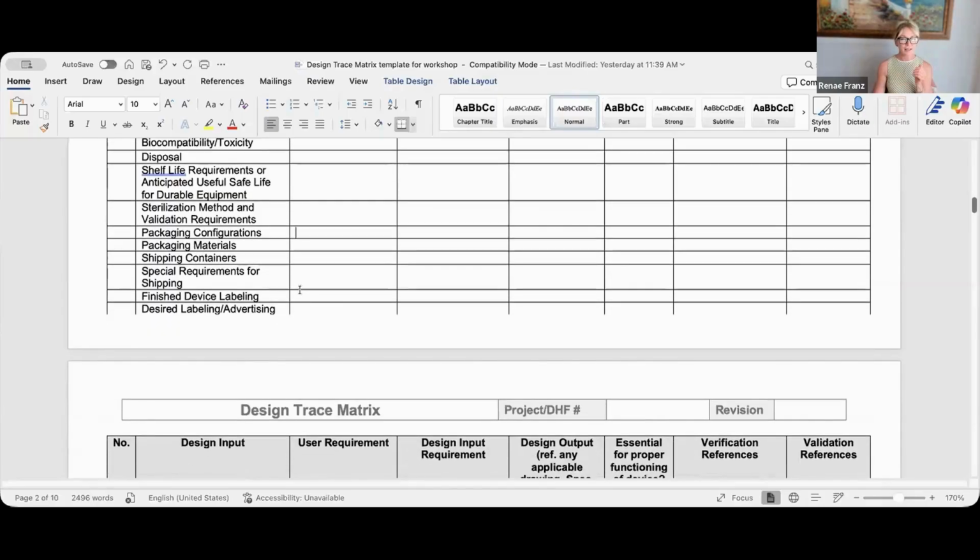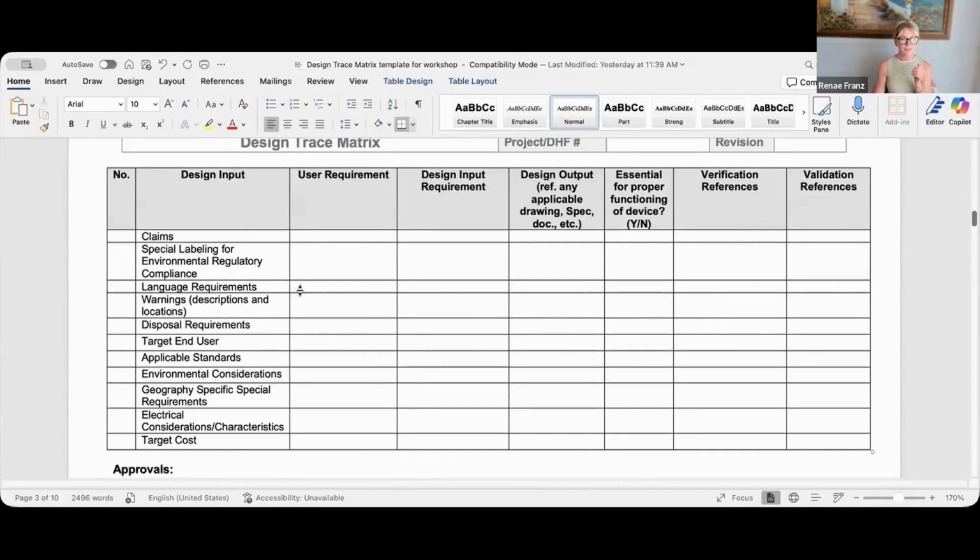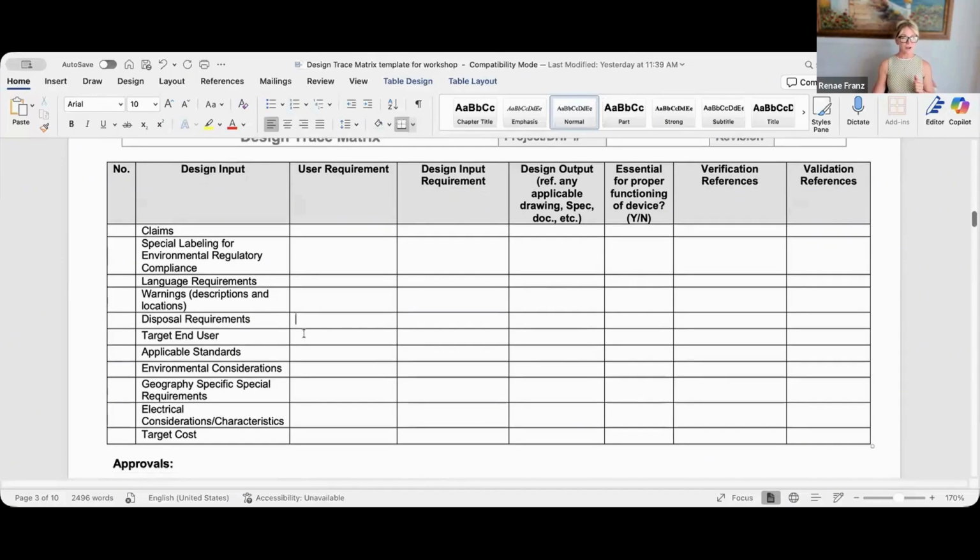All of your packaging, any special shipping requirements, the claims that you want to make, the languages that you want the device to actually be accessible in. That's really important. Warnings, descriptions, the targeted end user. We talked about that with all the examples I gave about devices that maybe were targeted for one technique that's commonly used in Europe and then sold into the US where we don't use that technique. So understanding that information is critical.